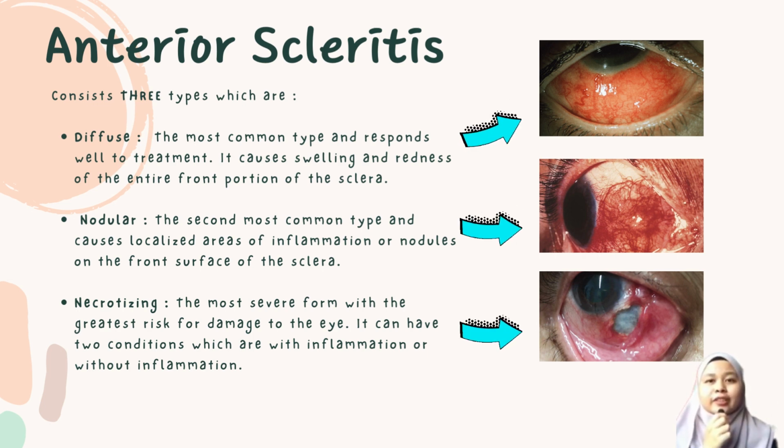Secondly, nodular. It is the second most common type and causes a localized area of inflammation or nodules on the front surface of the sclera. Thirdly, necrotizing. It is the most severe form, with the greatest damage to the eye. It can have two conditions, which are with inflammation or without inflammation.